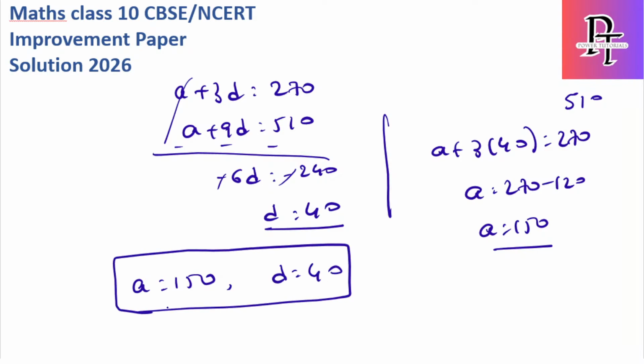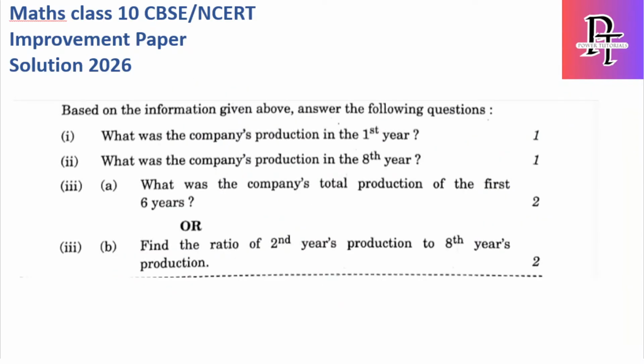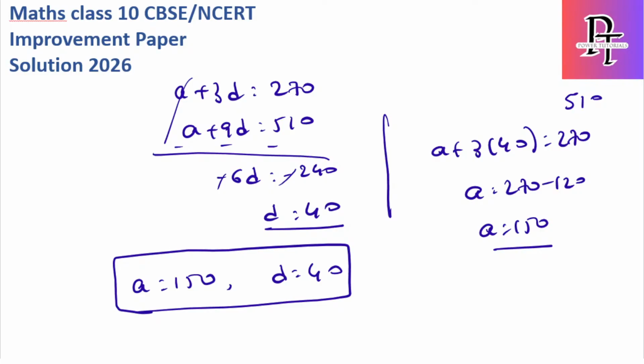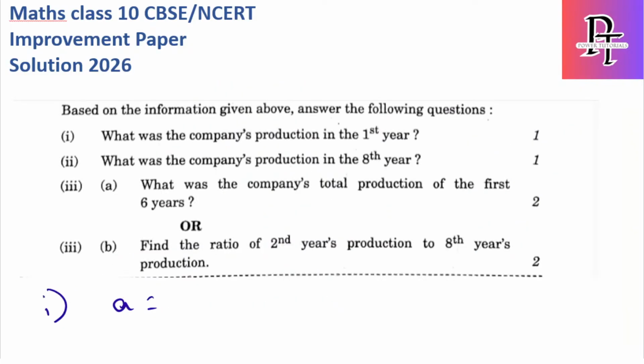Now using this you can solve any question which they are asking. Okay, so let's say the first one, which is: what was the company's production in the first year? This is a straightforward answer, which is nothing but A, which we've already got as 150. Therefore the first year's production value is 150.